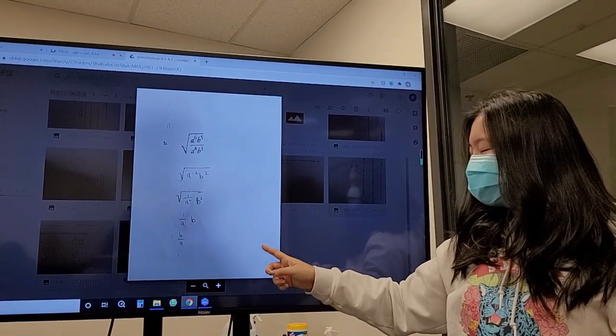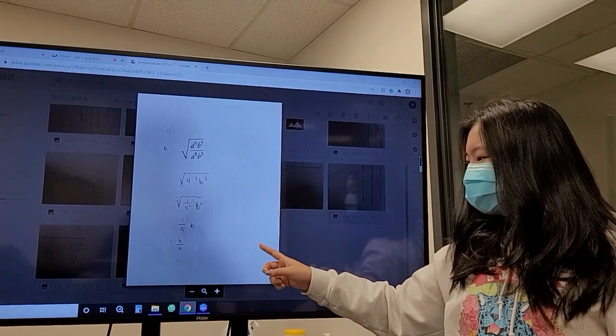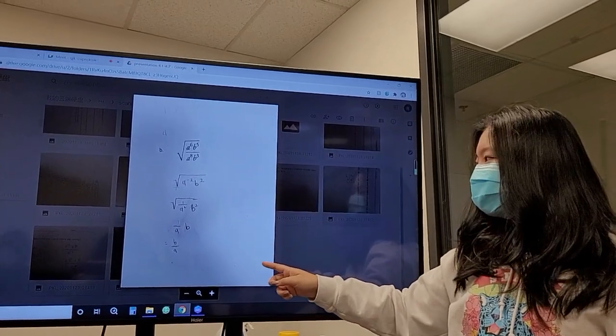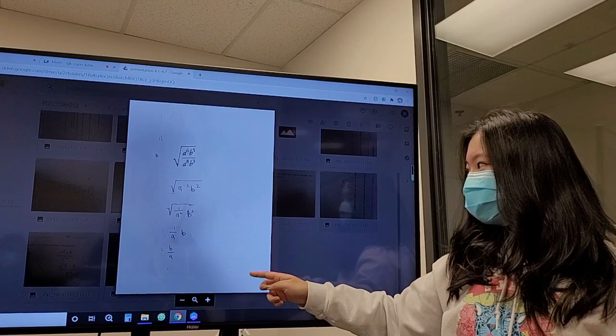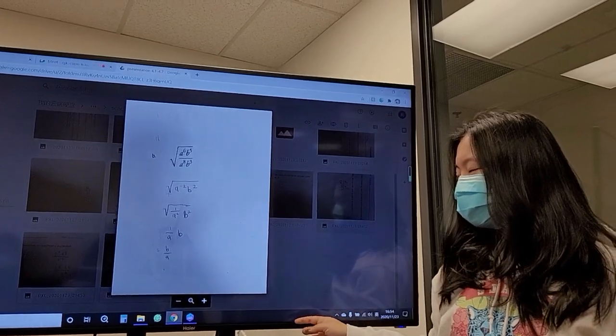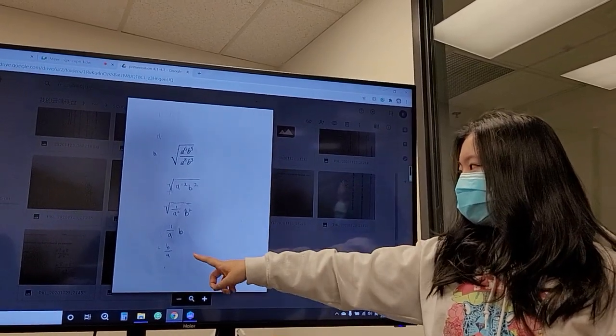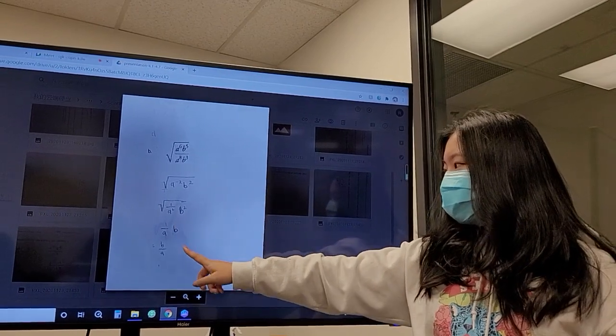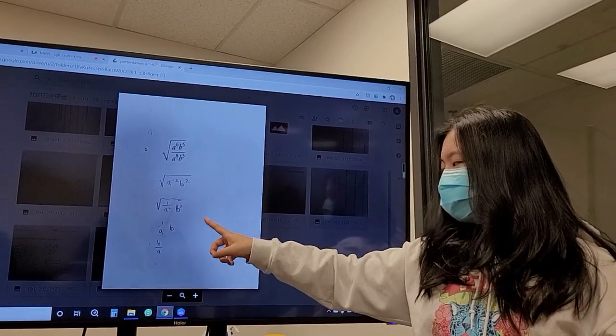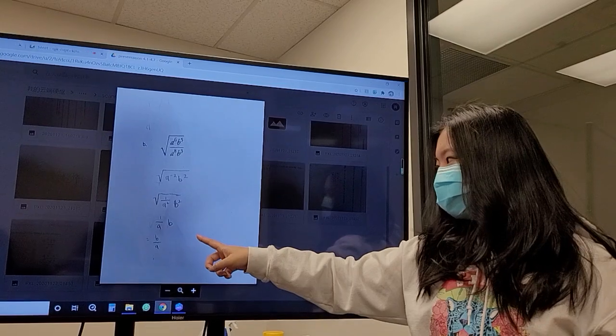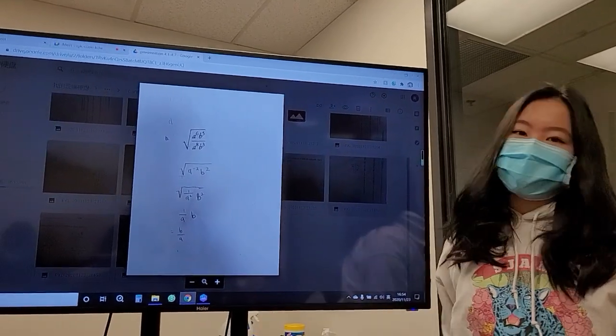And then I square rooted it, which cancels out the exponent of 2, the power of 2, resulting in 1/a times b. And so I just multiplied both of those together, getting b/a.